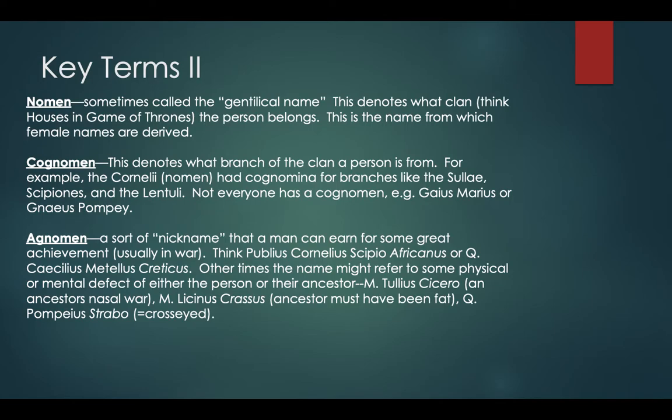Not everyone had a cognomen, like Gnaeus Pompey or Gaius Marius. An agnomen is related to a cognomen. It is sort of a nickname that can either be achieved in war, like Publius Cornelius Africanus or Quintus Caecilius Metellus Creticus. Other times, the agnomen might refer to some physical or mental defect that either the person or their ancestors might have had. Cicero's name comes from the fact that his ancestor had a wart on his nose that looked like a chickpea. Some ancestor of Marcus Licinius Crassus was fat. Pompeius Strabo was either cross-eyed himself or his ancestor was.